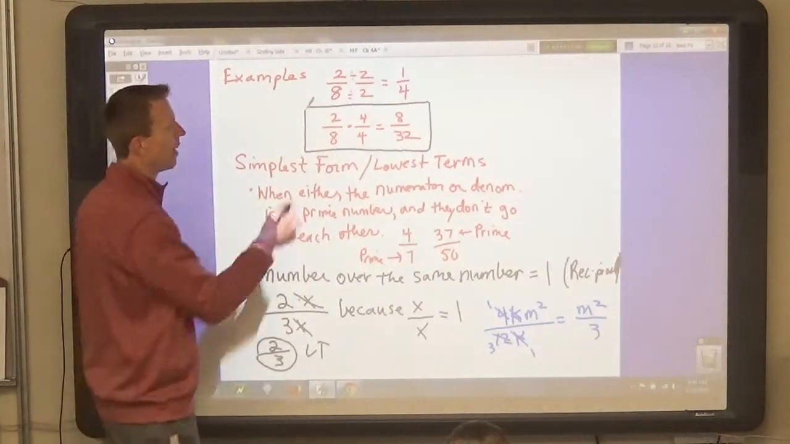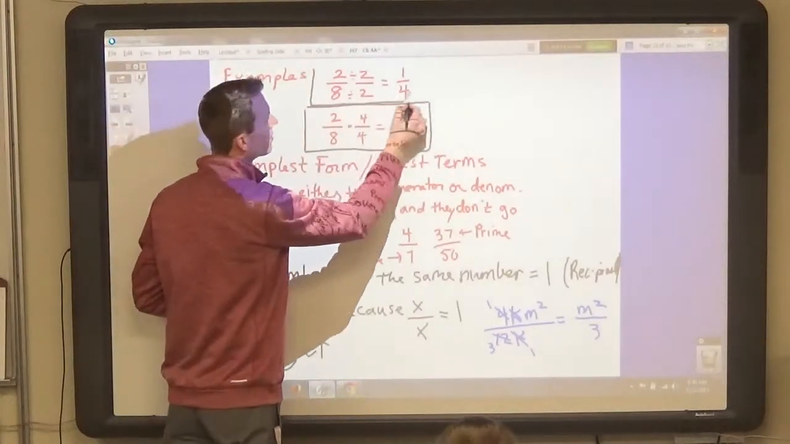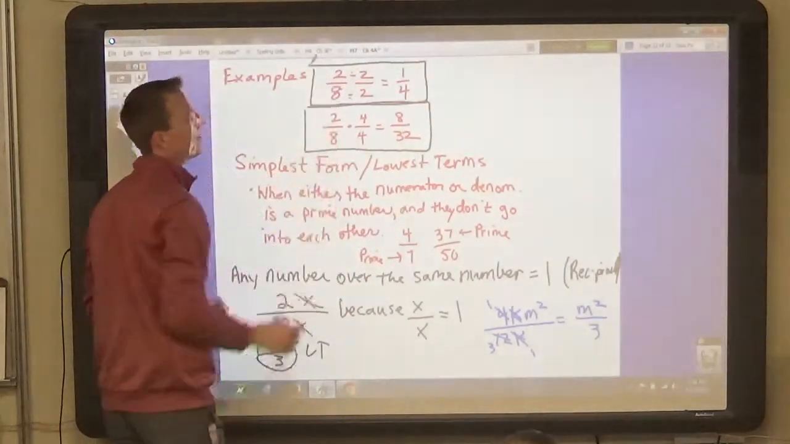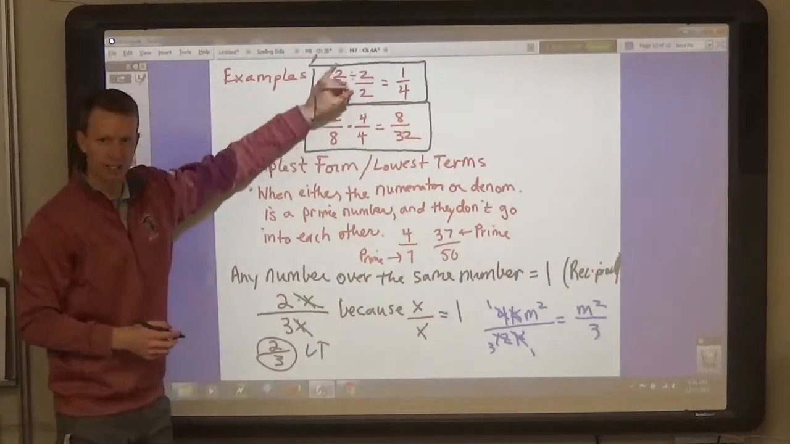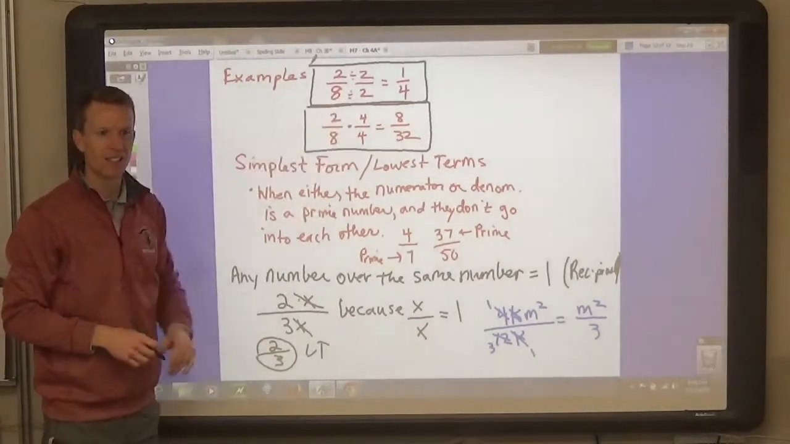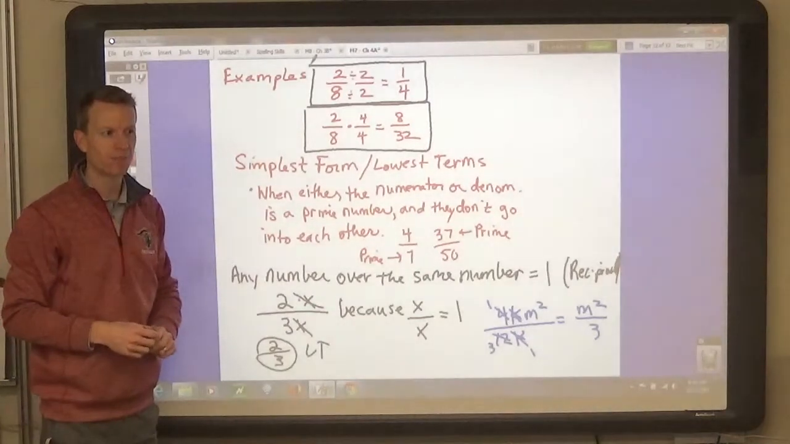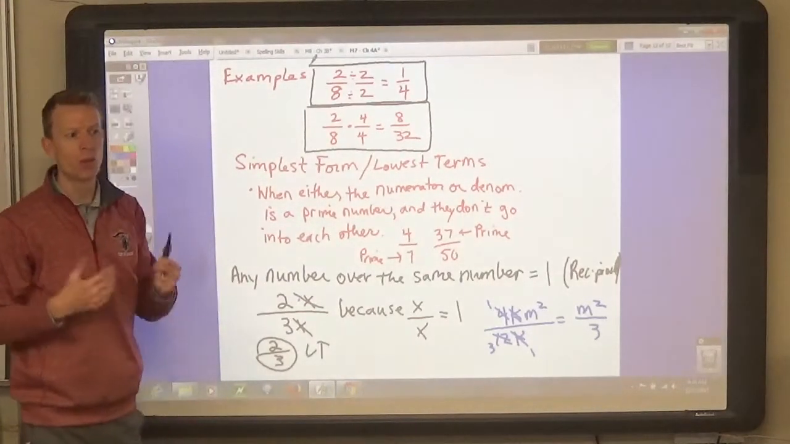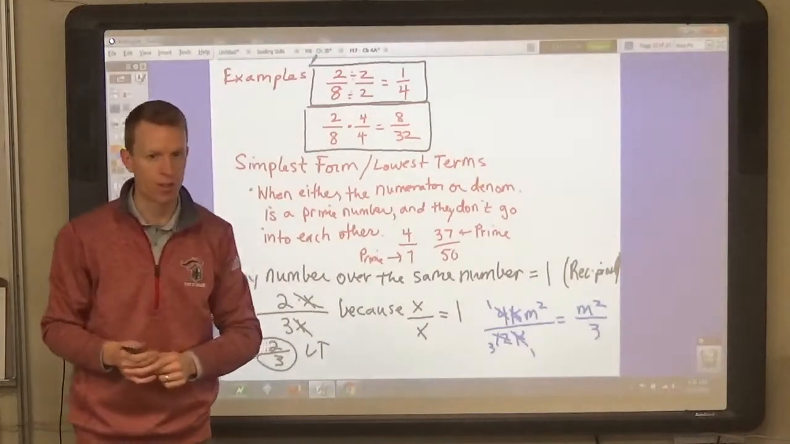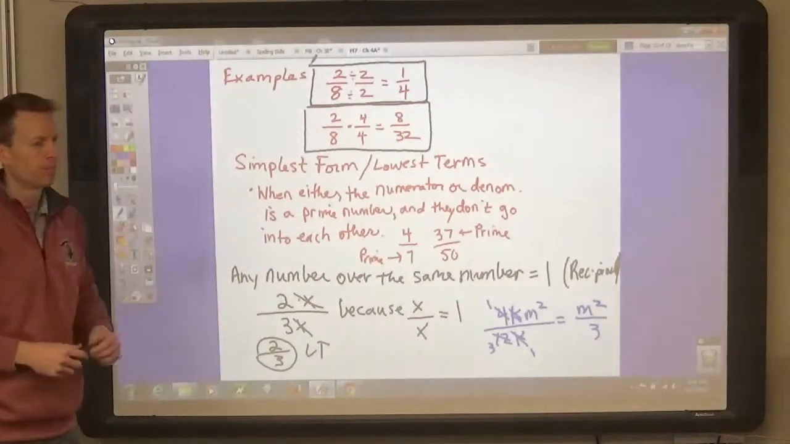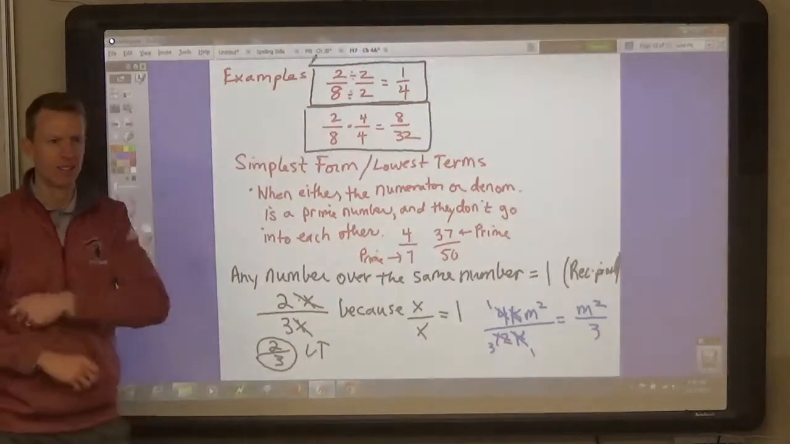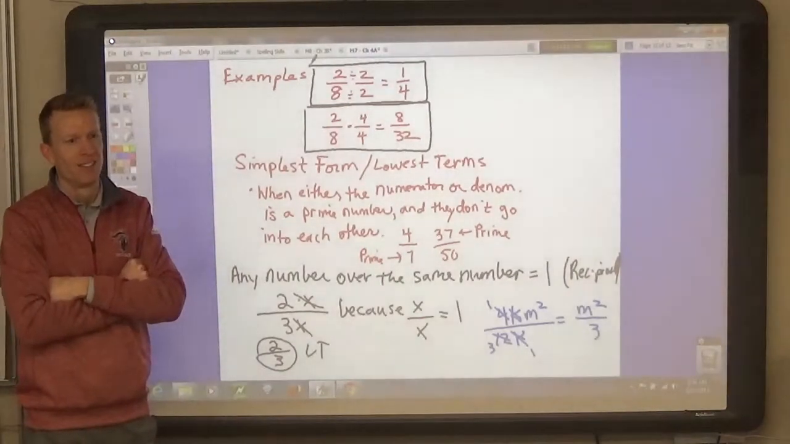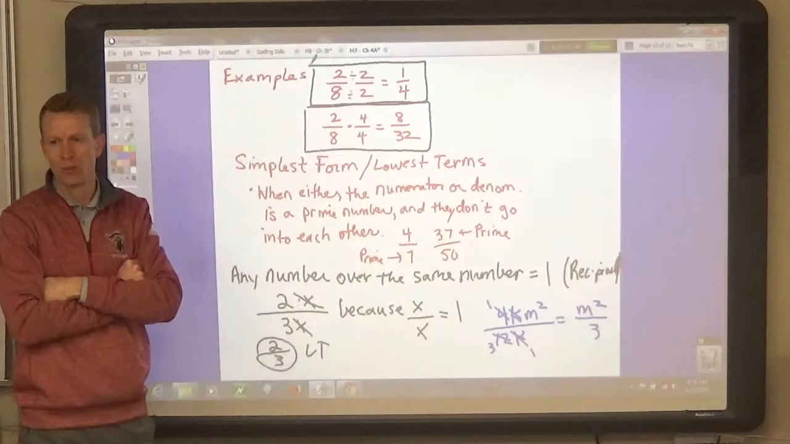We could simplify it. Look, let's simplify 2/8. Look at this example. What do you do to simplify 2/8? Garrett? 1/4. But what do you do to simplify it to 1/4? Divide both numbers by 2. Why 2? Why 2? Trinity.